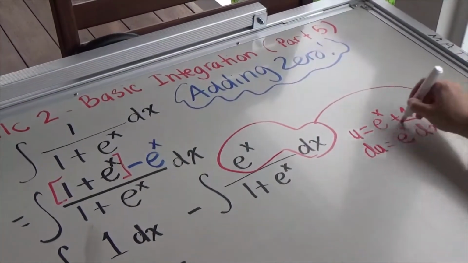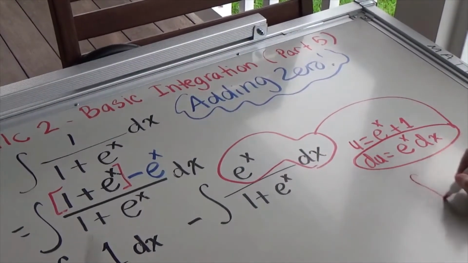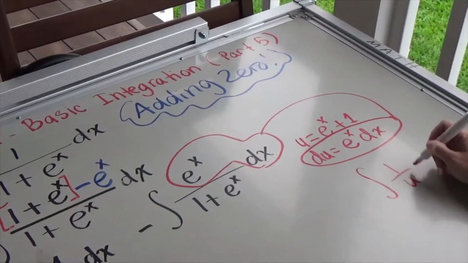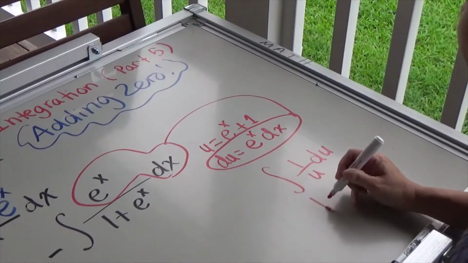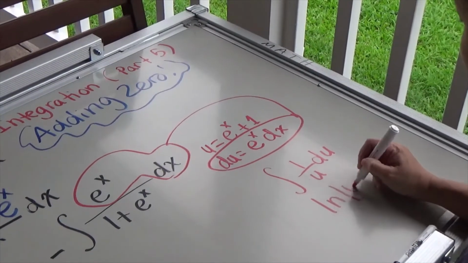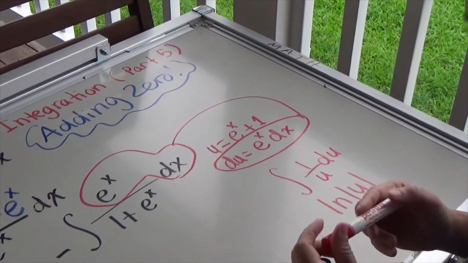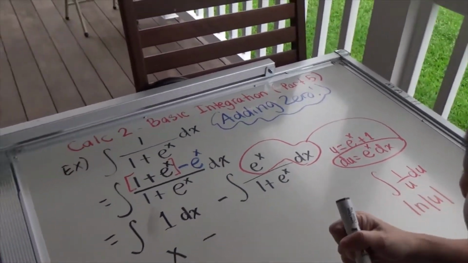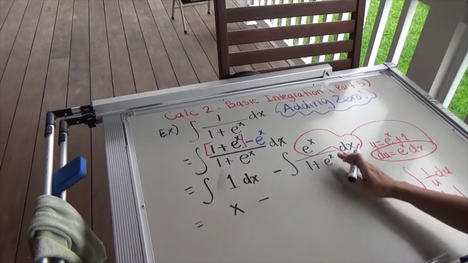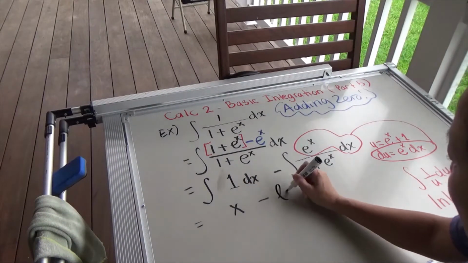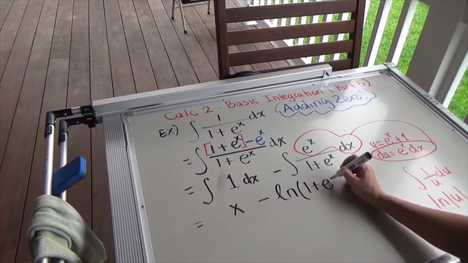That's du. So then that becomes the integral of 1 over u du, and we have seen this over and over and over again. That is ln of absolute value of u. All right, and then go back to my problem. The answer would just be x for the first part, and the integral of this will be ln of 1 plus e to the x.